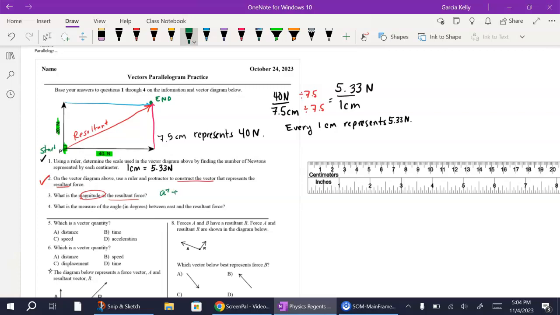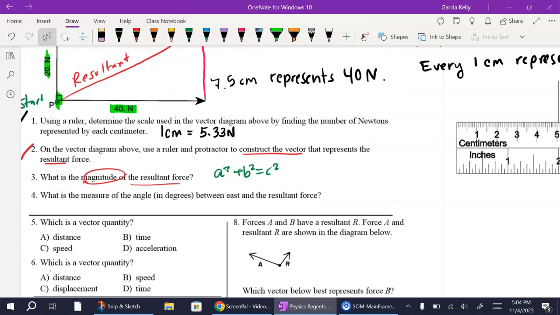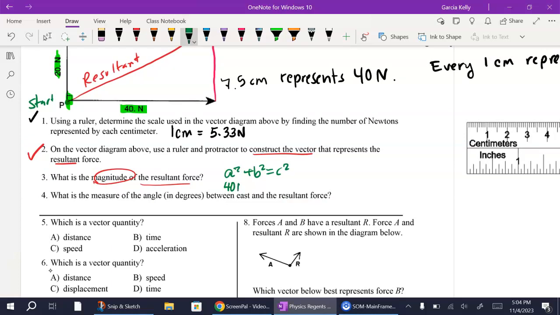So I'm going to do a squared plus b squared equals c squared. And I'm going to do 40 newtons squared plus 20 newtons squared to get c squared. So after some calculation, I got that 44.7 newtons is my resultant. Now, actually I can use this number to find out how many centimeters long is my resultant.